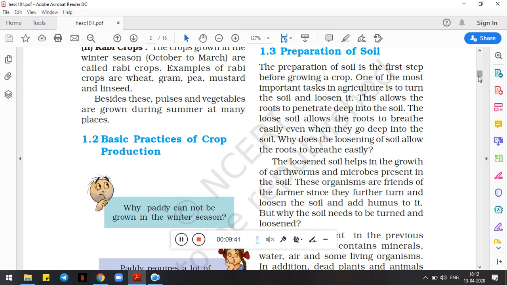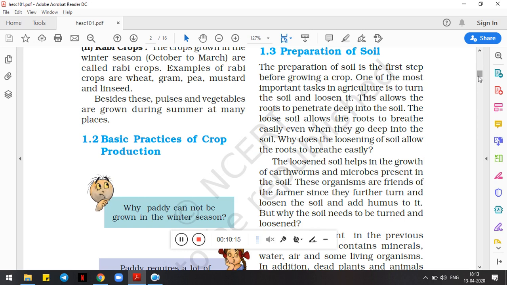Now if the soil is tightly packed, suppose in the class it is fully occupied, will you be able to move? No. So that is why, in the same way, roots also need some space to go deep, to take fresh air. So that is why the soil has to be prepared. It has to be plowed properly, or we call it loosening of soil. It allows the roots to breathe easily.